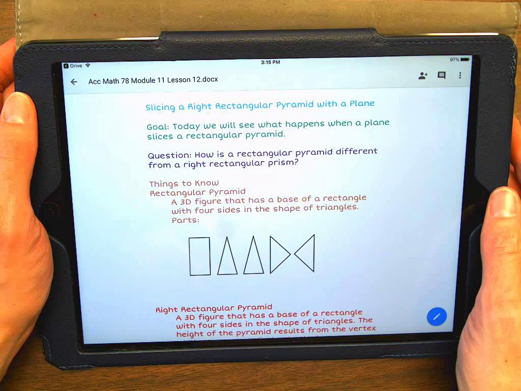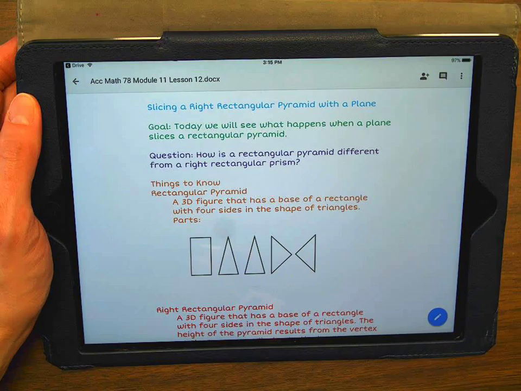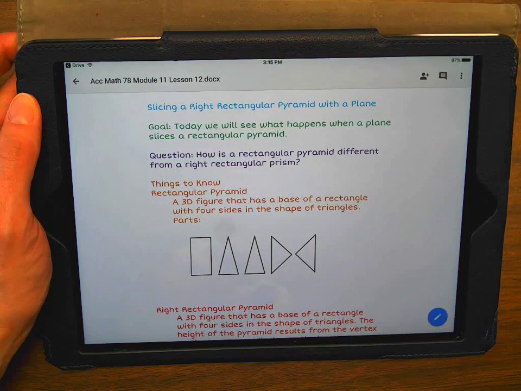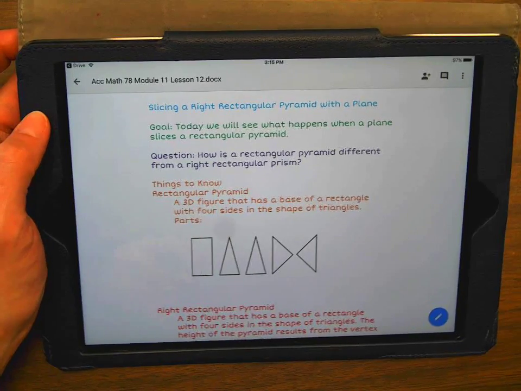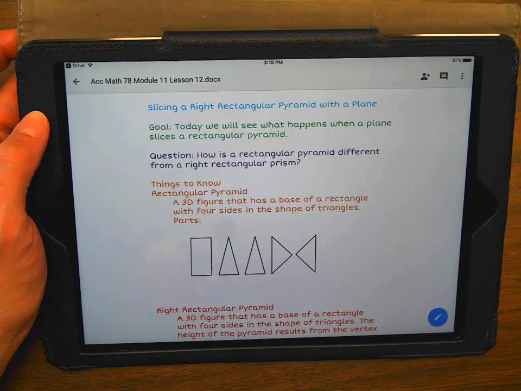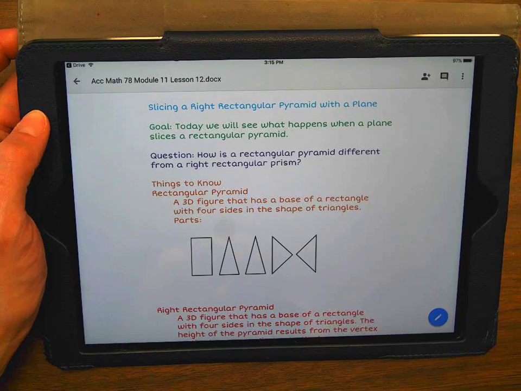So in our last lesson, we worked on slicing a right rectangular prism. Remember, a prism looks like a stick of butter with a plane. Today, we're going to talk about slicing a right rectangular pyramid. And I'm hoping that all of you understand the difference between a pyramid and a prism. Pyramids typically have one common vertex where all the sides meet.